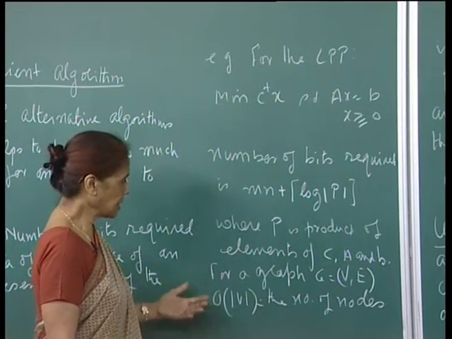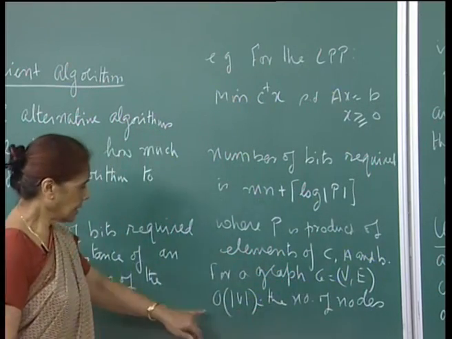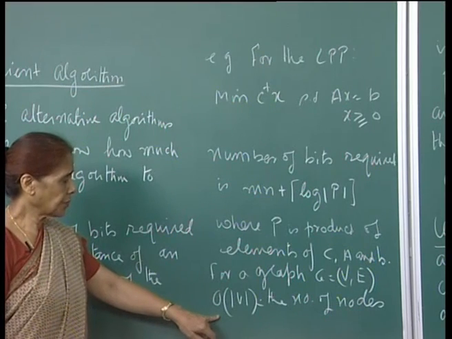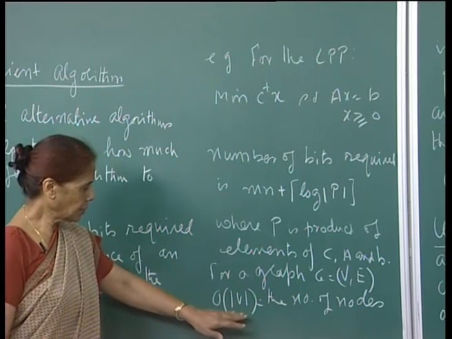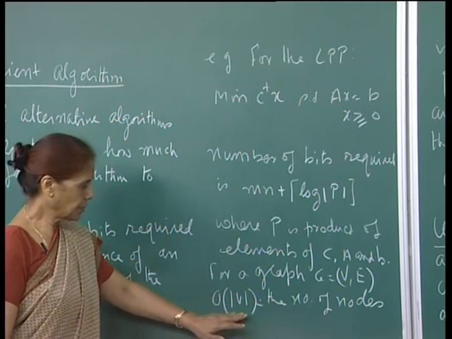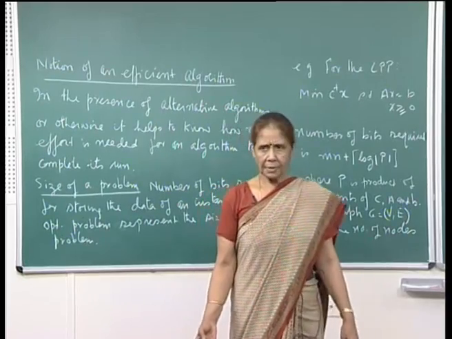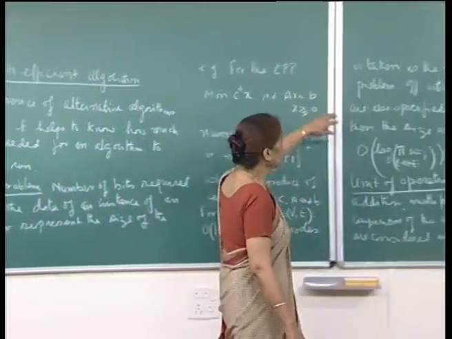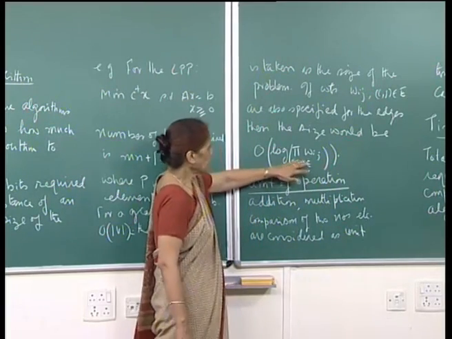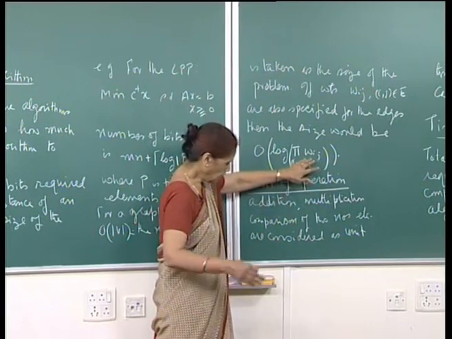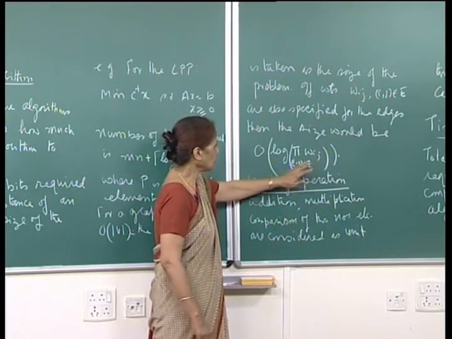Now, for problems which are defined on graphs, if you have G equal to (V, E), where V is the node set, then normally we say that for storing a graph, that means the nodes and the adjacency, you need order V, the number of nodes, which is what we say is the size of a graph. And if you have weights attached to the edges of the graph, then the size would be taken as order log of the product of all the edge weights, product of Wij, ij belonging to E, log of that.